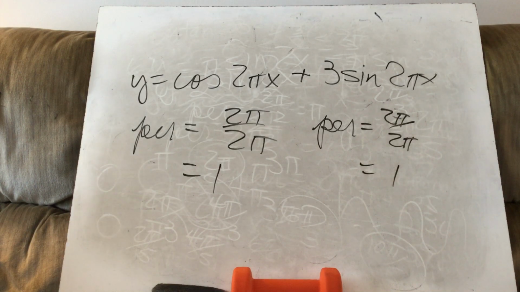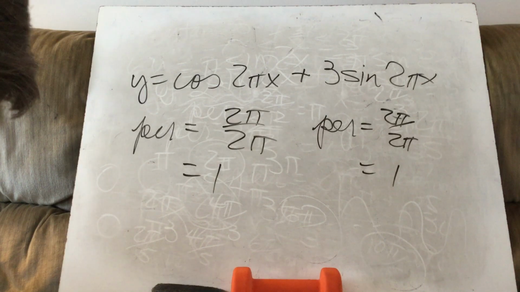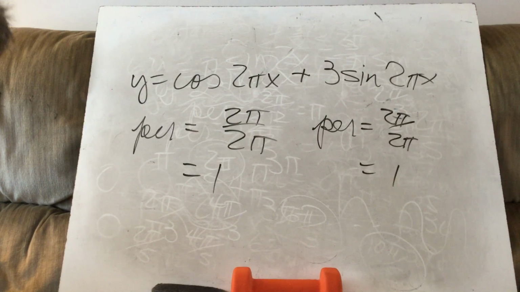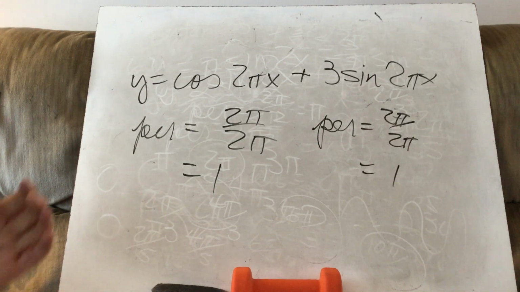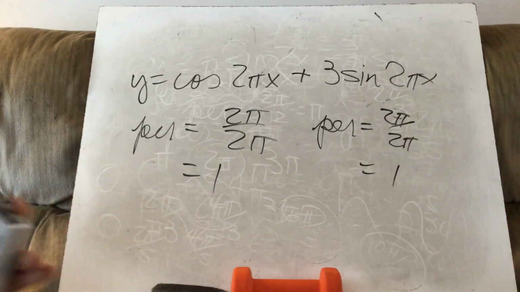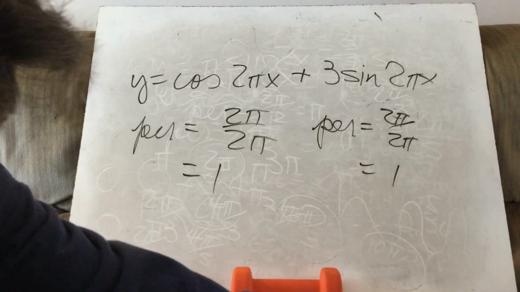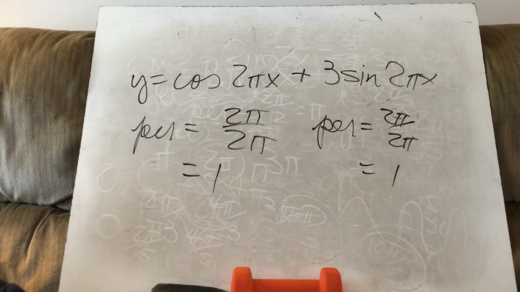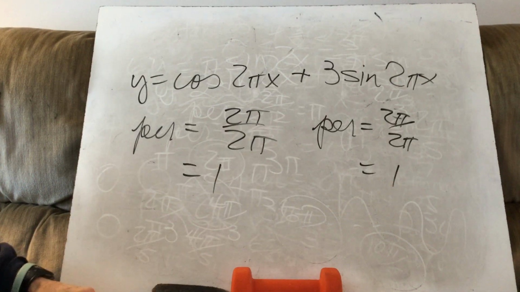Okay, here we go. 4.7. Who remembers what exact means? What does exact mean? No calculator. Put the calculator away. We're not using a calculator for at least the first part of 4.7.